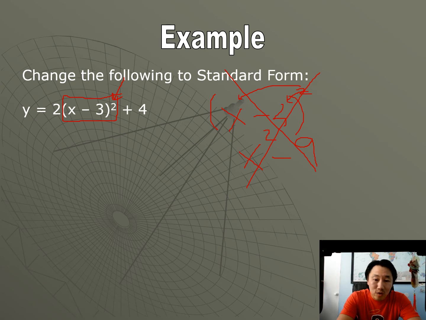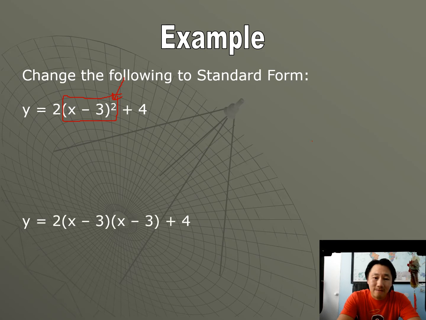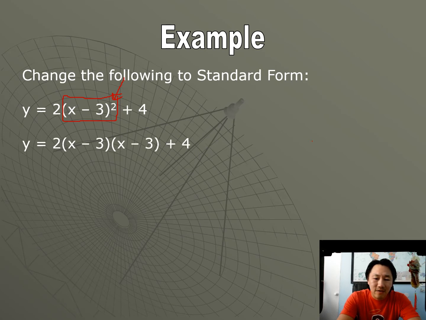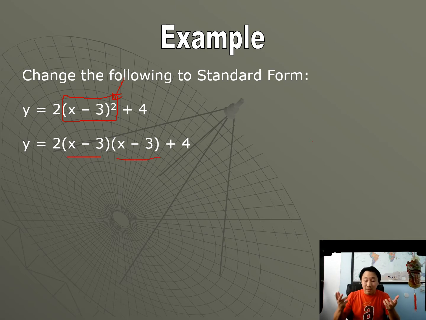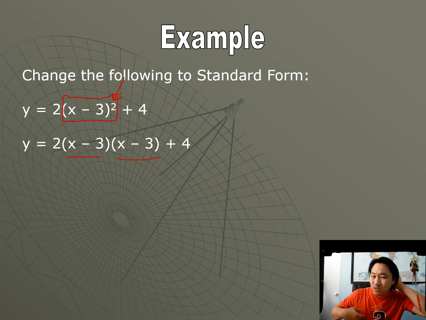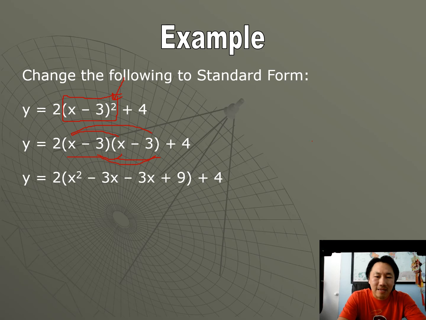What you're supposed to do is write it twice. Notice I have x minus 3, but then I wrote it twice. And that's what the squared means, is you're going to have to write it twice. And when you write it out twice, what do you think you have to do? You have to distribute. You FOIL. FOIL: first, outside, inside, last. Okay, that was from Algebra 1. Hopefully you remember that.